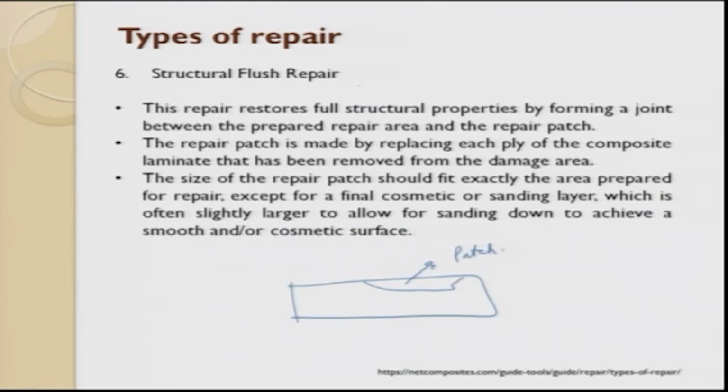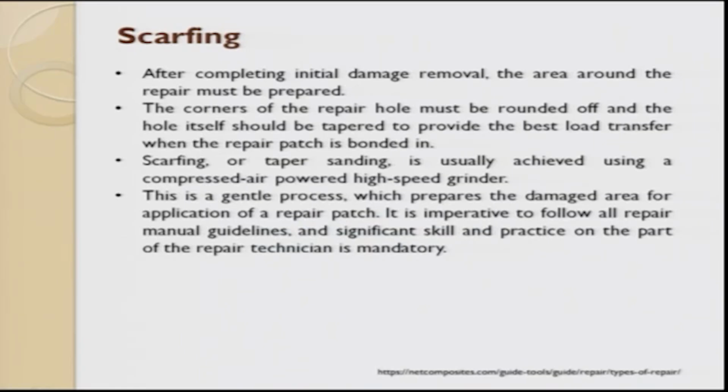So, in this the strength is regained to a large extent. So, scarfing: after completing the initial damage removal, the area around the repair must be made ready. So, the corner of the repair hole must be rounded off and the hole itself should be tapered to provide the best load transfer when the repair patch is bonded to it. So, basically what scarfing means is, before the damage is completely removed, you prepare the area in such a way that you get the best out of it. The scarfing or taper sanding is usually achieved by a compressed air powered high speed grinder. So, we prepare the area by trimming it such that we can have a proper patching.